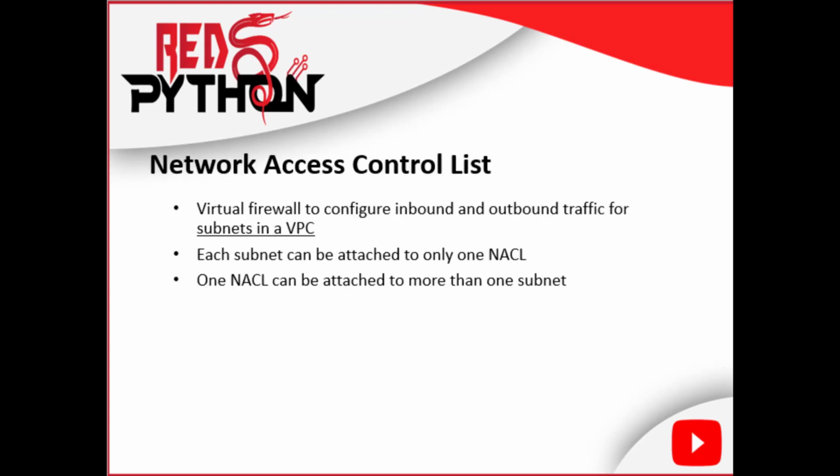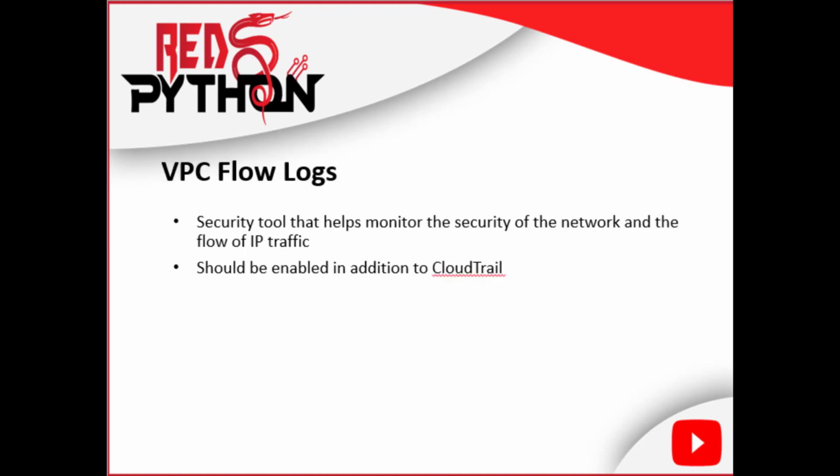NACL is a virtual firewall to control incoming and outgoing traffic from a VPC. So a security group is a virtual firewall at the resource level, while network access control lists are virtual firewalls at the VPC level. Each subnet is attached to one and only one network access control list, but one access control list can be attached to more than one subnet. VPC flow logs is a security tool that helps you monitor the security of the network and the flow of IP traffic. You can enable that, of course, in addition to CloudTrail.